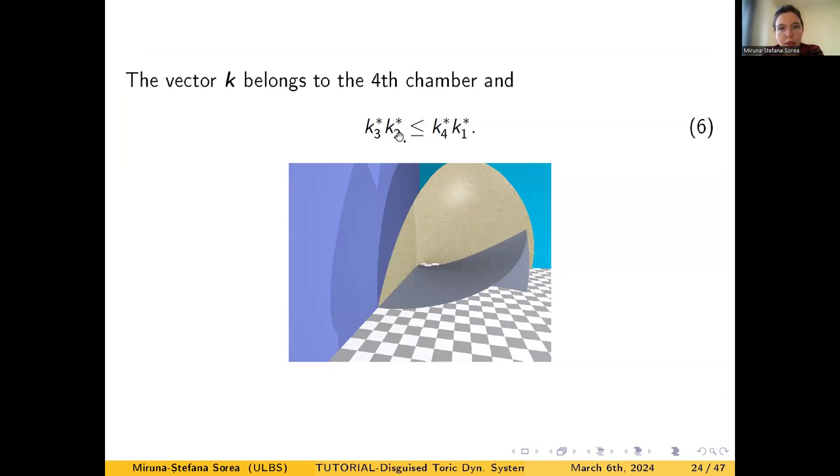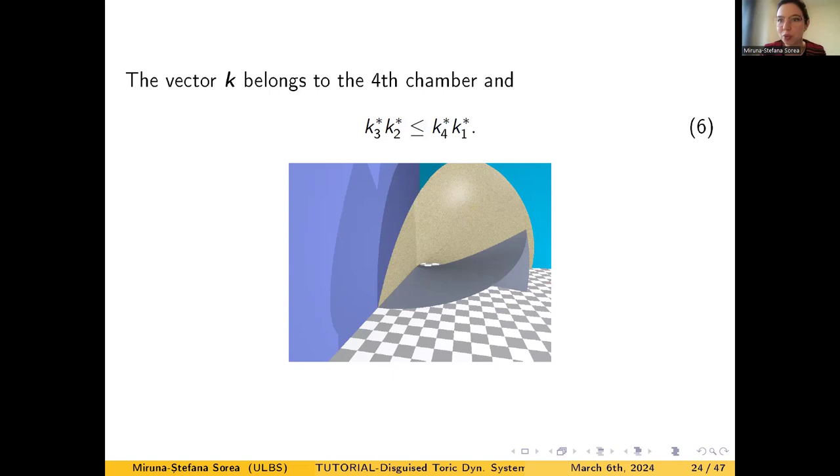If we want to represent things in three dimensions, we can fix one k to be one, let's say k fourth star, so that we get an affine picture. And the picture is this beige surface. For now, ignore the gray surface. The beige surface here is actually the Segre variety, if you think about it, in the positive orthant. So it turns out that the Segre variety appears here in the description of the disguised toric locus for the quadrilateral on a line, in the fourth chamber, because for the other three chambers, there's no problem.